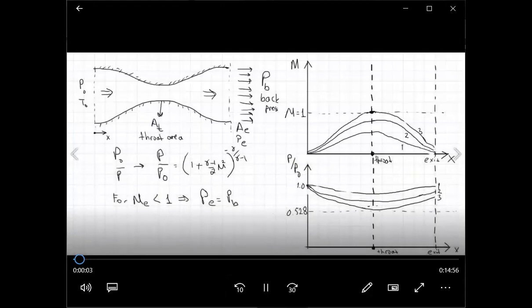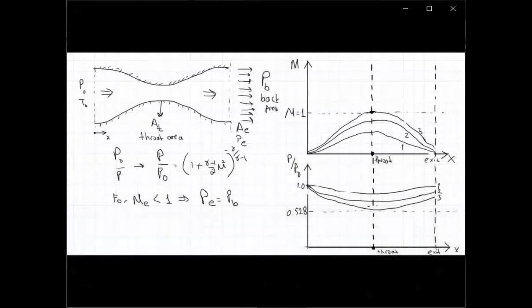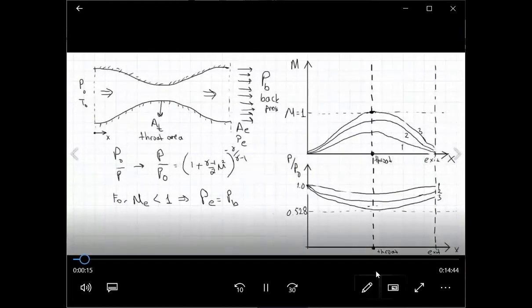So in order to generate this supersonic exit flow, we need to reduce the exit pressure further. Now, before we go there, we need to talk about an important point. When Mach number reaches 1, the sonic condition, at the minimum area location, which we call the throat, we say the flow is choked.